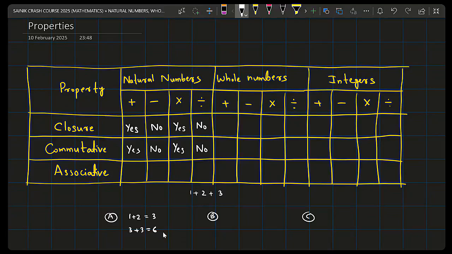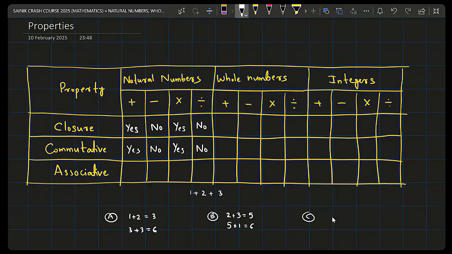So the final answer he got is 6. Student B, what he did, like student A, 1 plus 2 is equal to 3. He did not do 1 and 2 sum first. He did 2 and 3 first. 2 plus 3 he got 5. 5, the remaining number 1 he added and we got 6. So he also got the same answer.